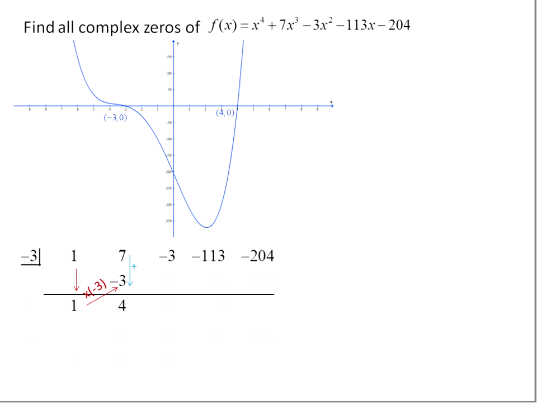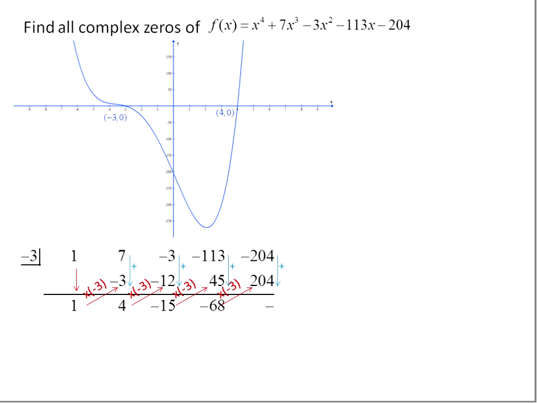We multiply the 1 by negative 3 and add the result to the 7. And so now we have 4. We're going to multiply the 4 by negative 3 to get negative 12, and we add that to the negative 3 to get negative 15. We multiply the negative 15 by negative 3 to get 45. And we add the 45 to the negative 113 to get negative 68. We're going to multiply the negative 68 by negative 3 to get 204. And we add that to the negative 204. And we have a remainder of 0 as expected.